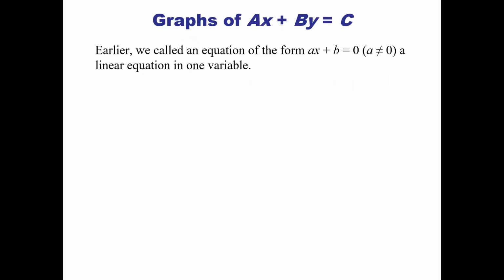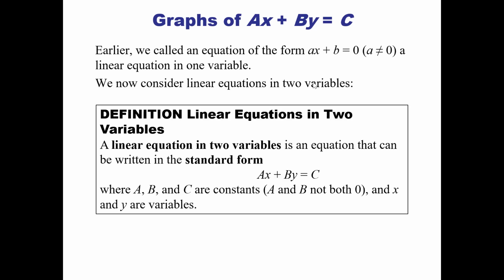Now, what if we want to have a graph of ax plus by equals c? You've probably seen before in other classes an equation of a line, ax plus b equals 0. Here a cannot be equal to 0, or basically you just have b equal to 0, and so it's not going to be a line. It's going to be a linear equation in one variable. So the one variable is x.